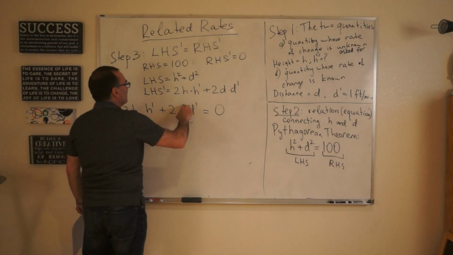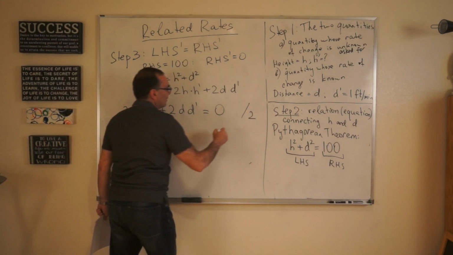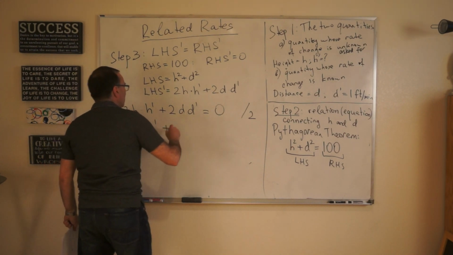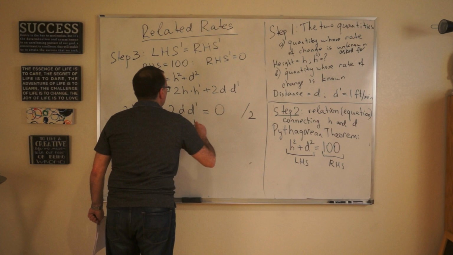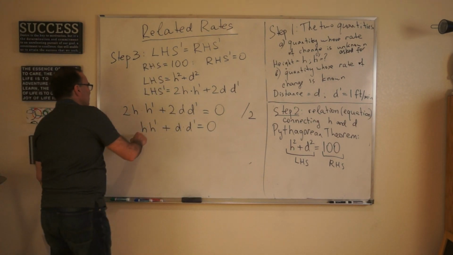And now we need to solve it. One thing I want to do is get rid of those two, just divide everything by 2. And then it will be h times h prime plus d times d prime equals 0. And now this is the new equation.